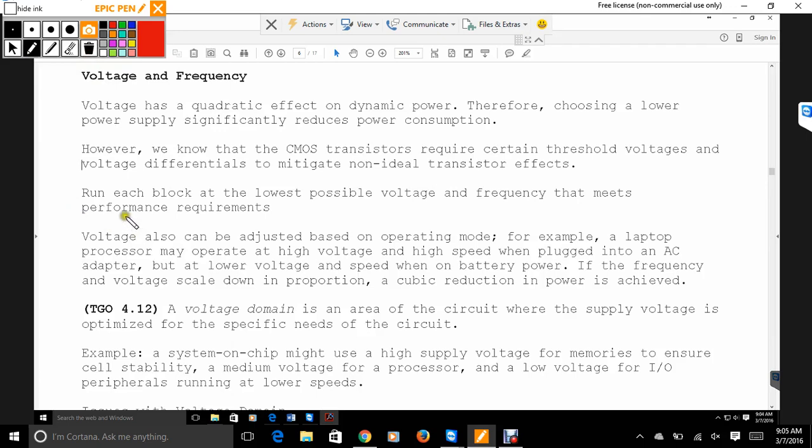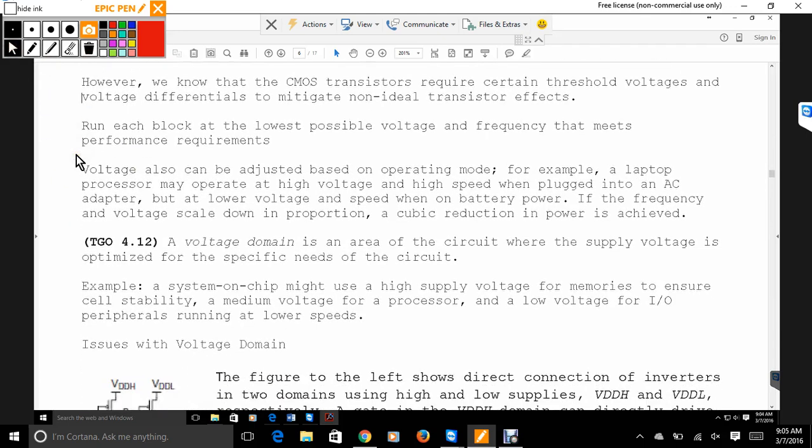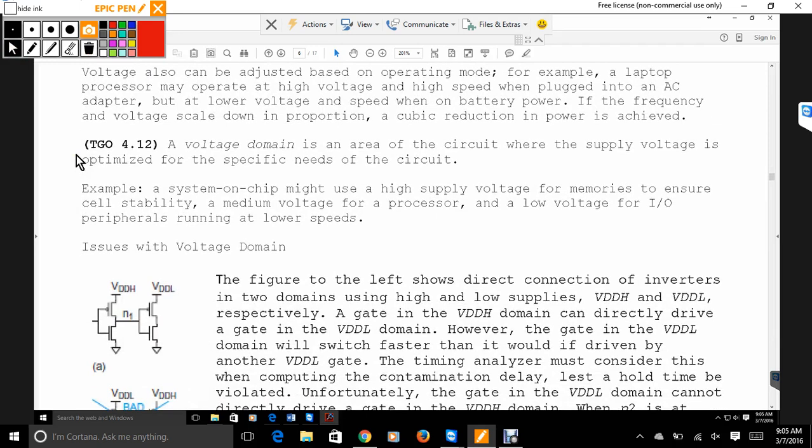So one thing that's done is we're going to talk about this concept of voltage domain. So it's 4.12. Let me read the exact definition. I'll tell you what it means as you're writing it down. A voltage domain is an area of the circuit where the supply voltage is optimized for the specific needs of the circuit. So in some areas, when your transistor sizes are smaller, you can actually have a lower voltage domain than the supply voltage. What ends up happening is your supply voltage can actually drive a different voltage domain.